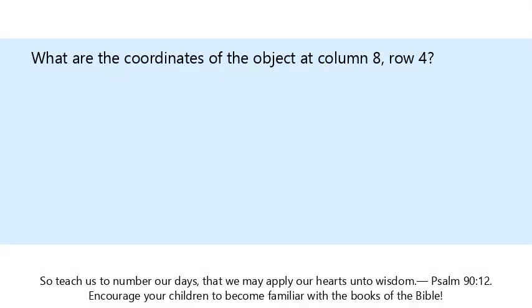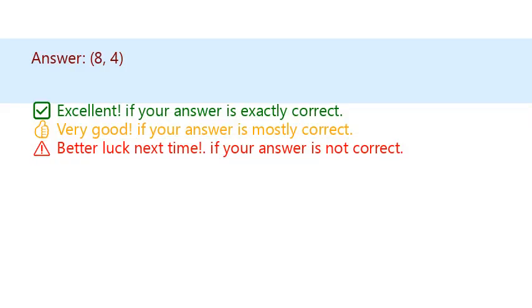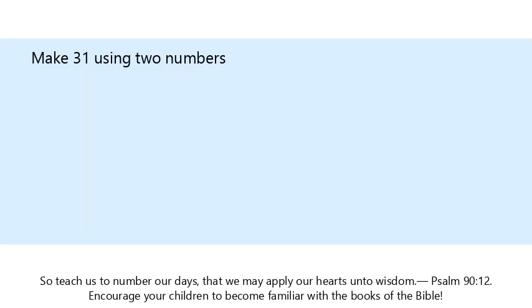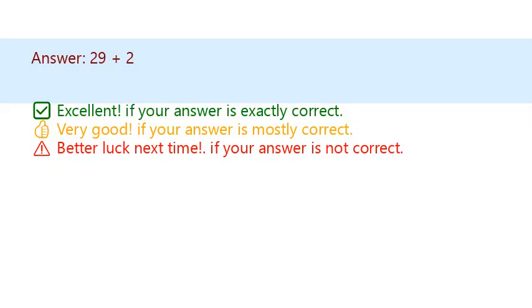What are the coordinates of the object at column 8, row 4? Answer: 8, 4. Make 31 using two numbers. Answer: 29 plus 2.